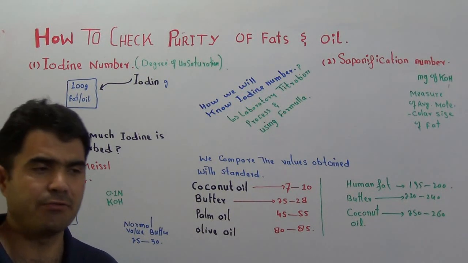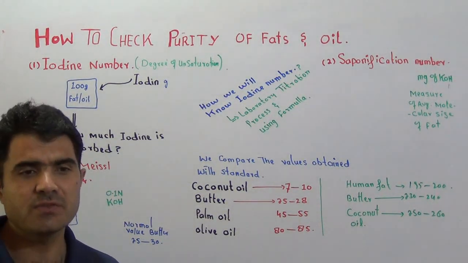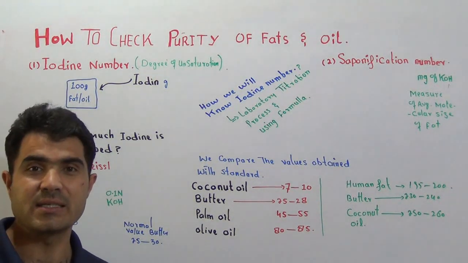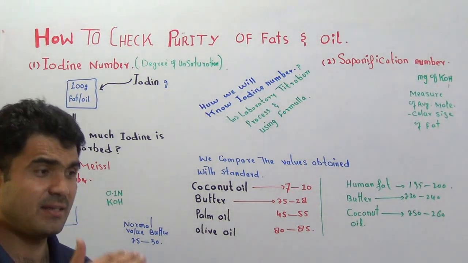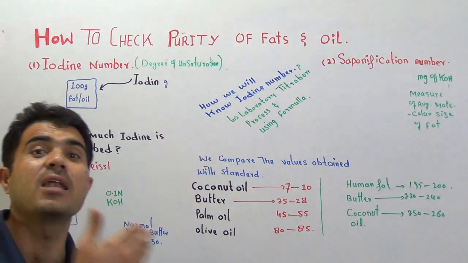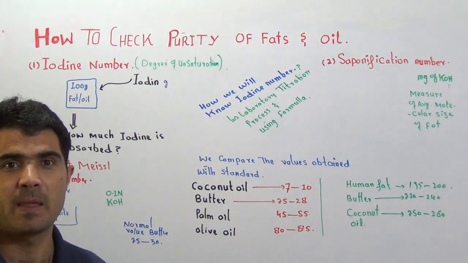We know very well that fats are of two types. One is saturated, one is unsaturated. The unsaturated fats are those which contain double bonds. So this test is done to check the number of double bonds in the unsaturated fatty acid.